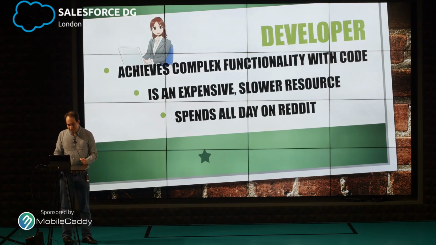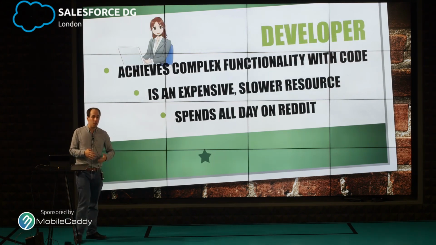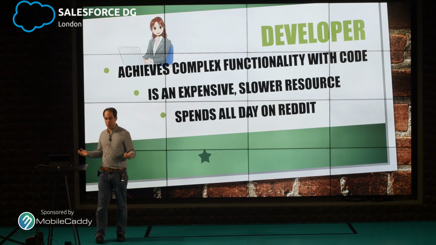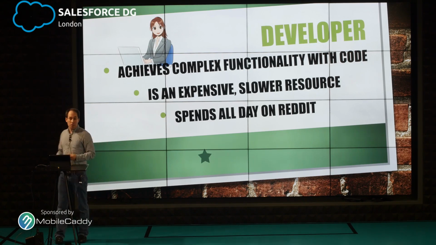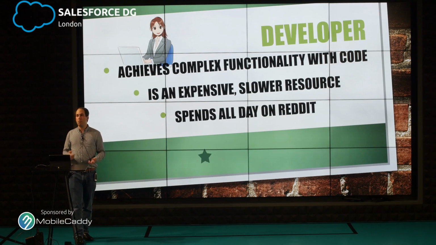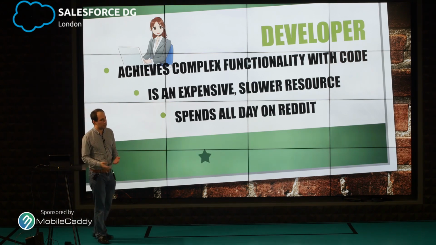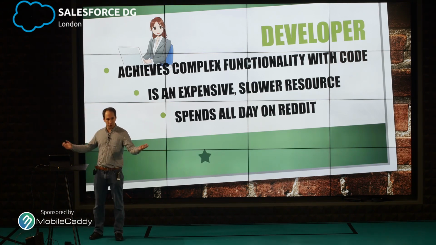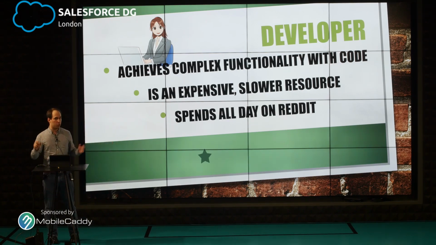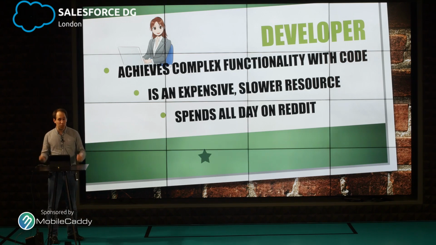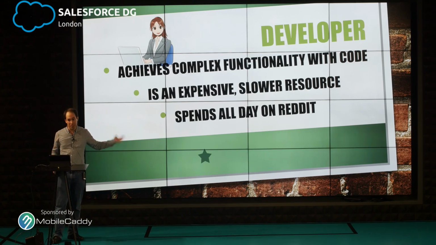Now, the developer, as developers, we can achieve all this complex functionality using Apex code, things that you obviously can't do with process builder and flow. But we're also an expensive and slower resource. And why is that? Because we're bound to all these processes. We have QA, we have sprints. A sprint is 2 weeks long, right? So imagine if you had to wait 2 weeks for every little change that you wanted. And of course, it doesn't help that we spend all day on Reddit.